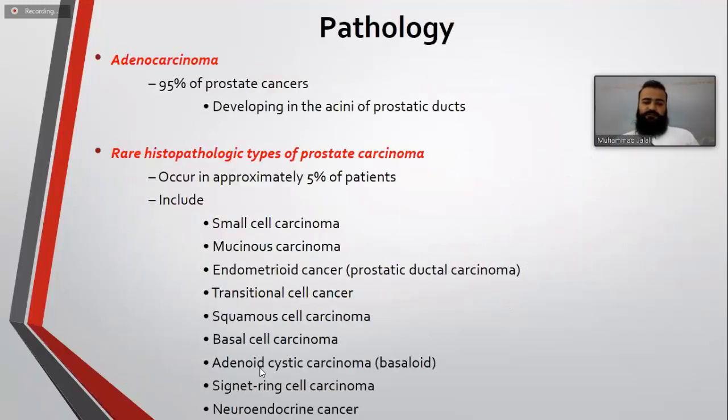Pathology. 95% of prostate cancers are adenocarcinomas, which develop in the prostatic duct. And there are certain rare histopathological types of prostate carcinoma which contribute to about 5% of patients. They include small cell carcinoma, mucinous carcinoma, endometrioid cancer, transitional cell cancer, squamous cell carcinoma, basal cell carcinoma, adenoid cystic carcinoma, signet cell carcinoma, and neuroendocrine cancer.